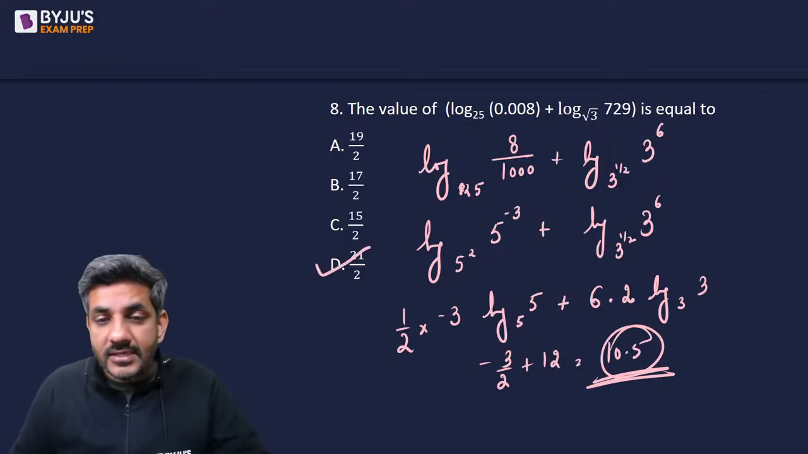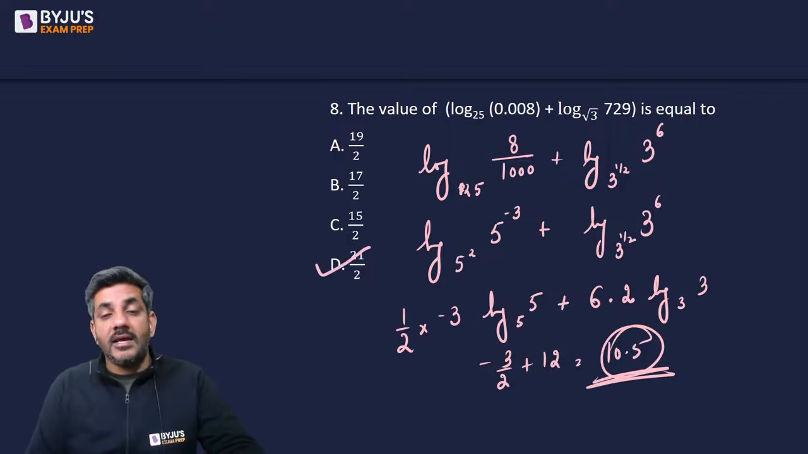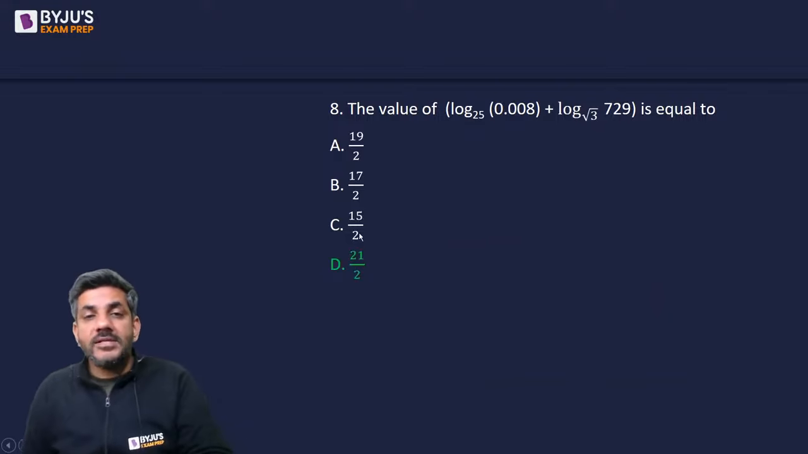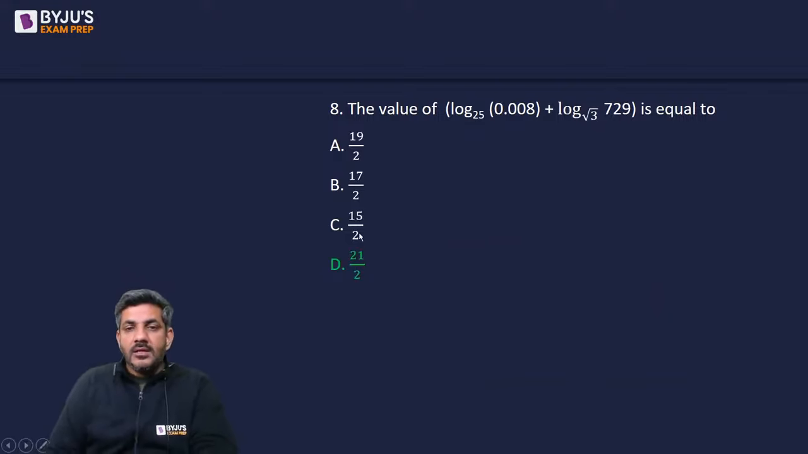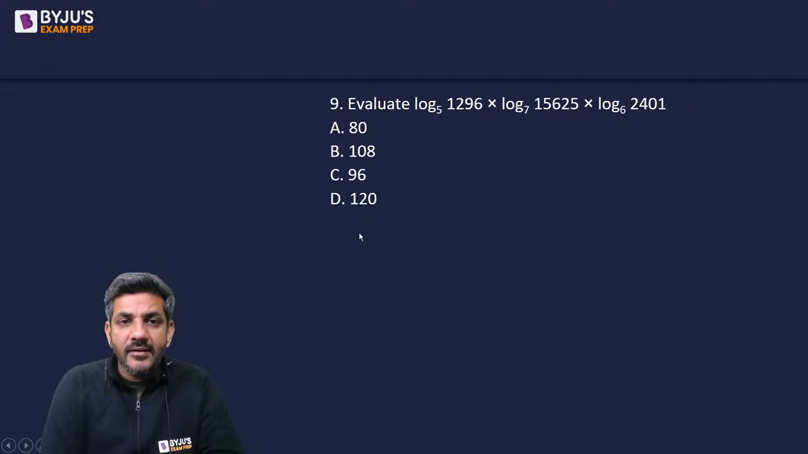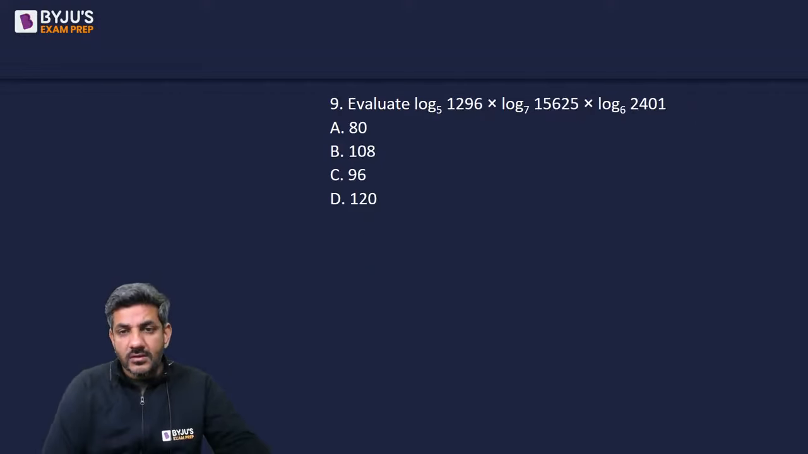So minus 3 by 2 plus 12, which is 10.5 or 21 by 2, whatever you feel like. So D option is the right answer for this question as well. Simple question based upon logarithm. I'll move ahead now to question number 9 here. Once again, a question from log. Try this question as well.